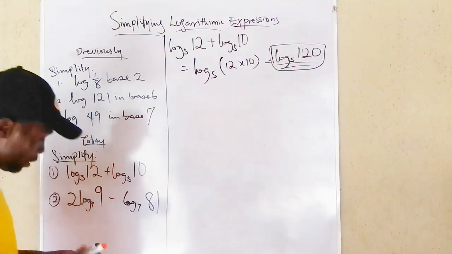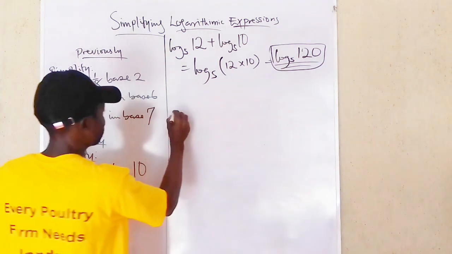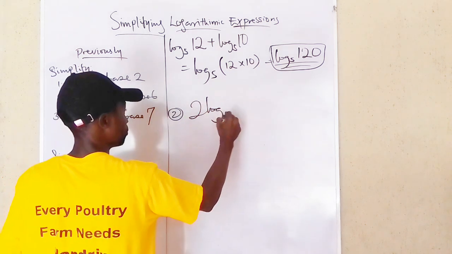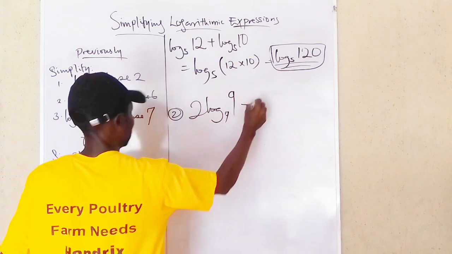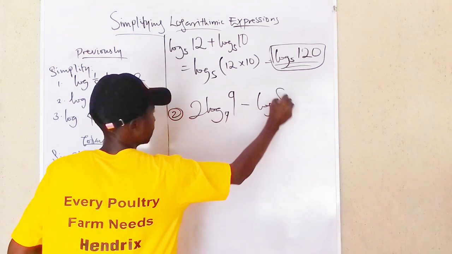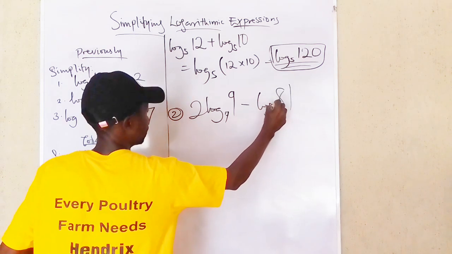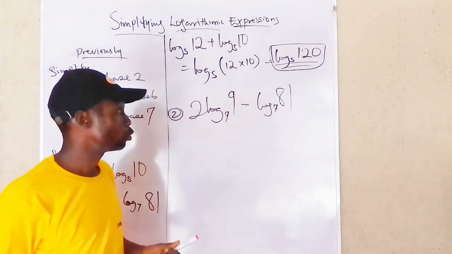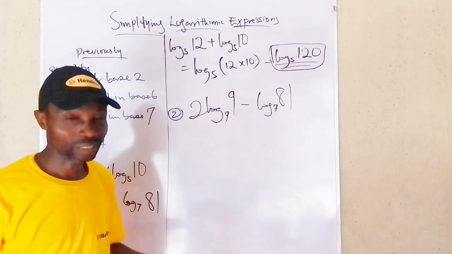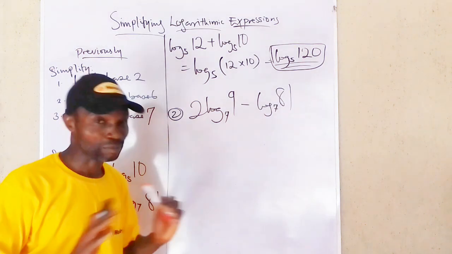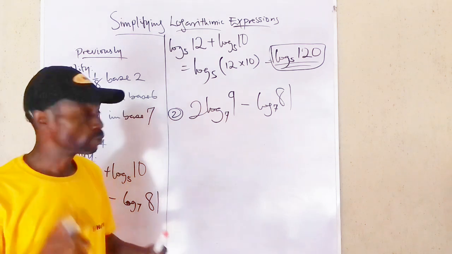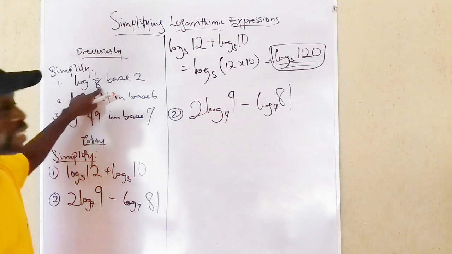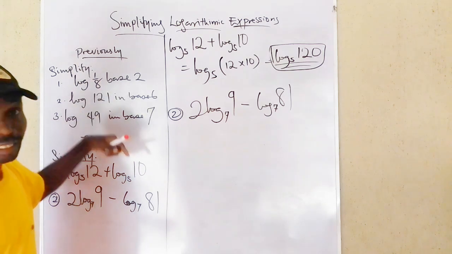Now the second question before us is number 2: 2 log in base 7 of 9 minus log 81 in base 7. Looking at this, if you know maths properly, you will know that there's a clue. This and this are just the same thing, because from the rule, this one means 9 raised to the power of 2. Like what we did yesterday, I advise you look at the previous video.